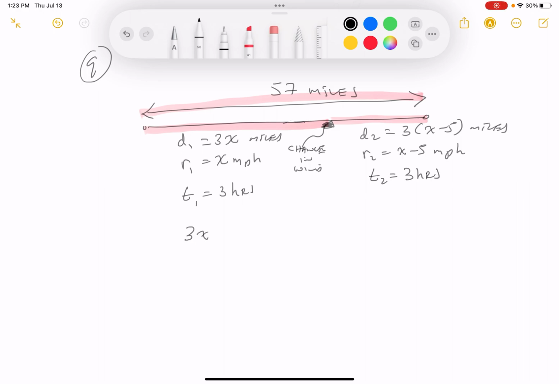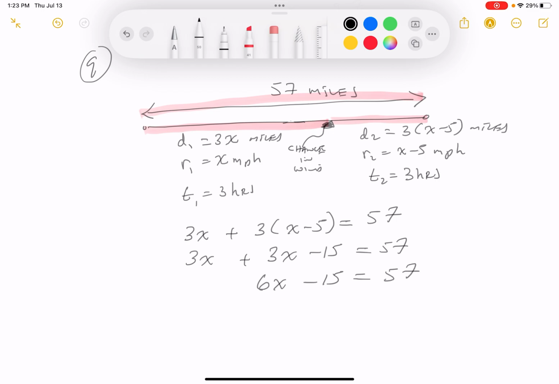So 3x plus 3 times x minus 5 equals 57. That's my equation. Let's simplify. 3x minus 15 equals 57. 6x minus 15 equals 57. I'm going to add 15 to both sides. What do you get? 6x equals... let's see, 57 plus 15, 72, right?